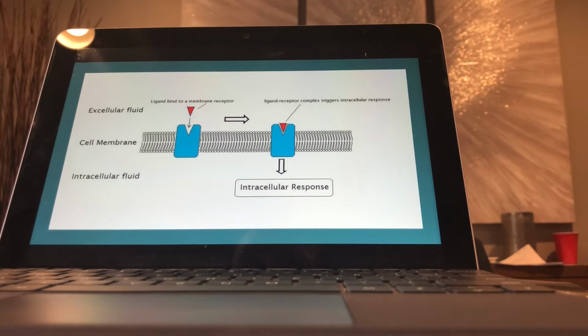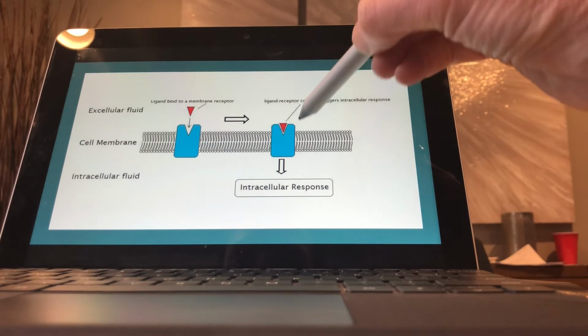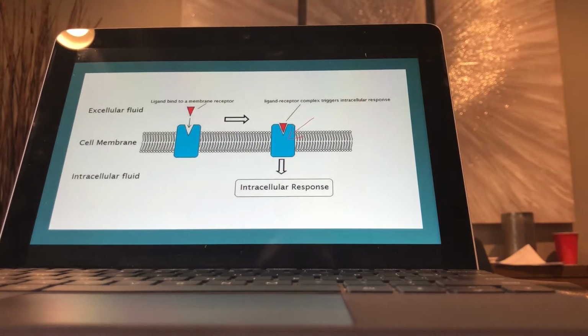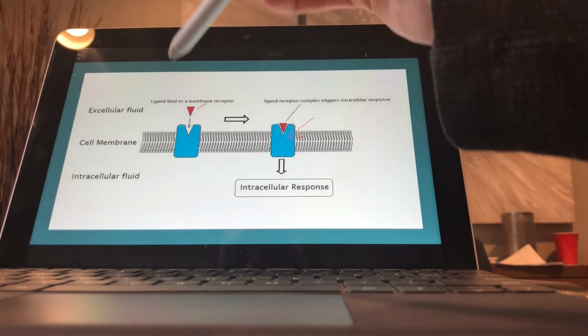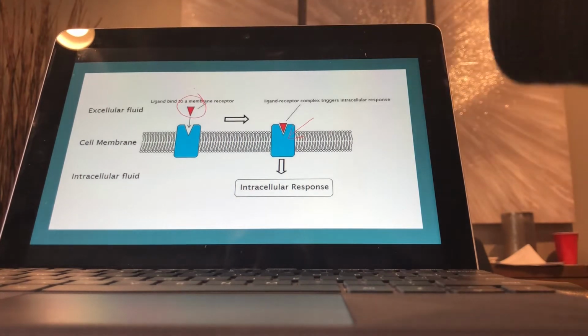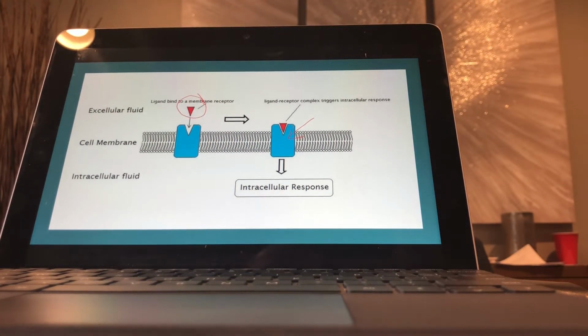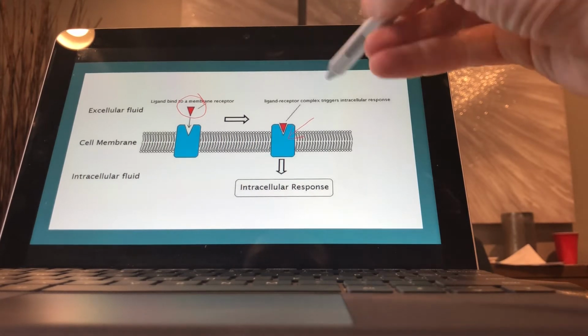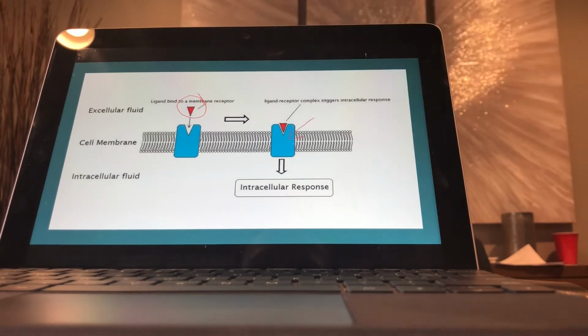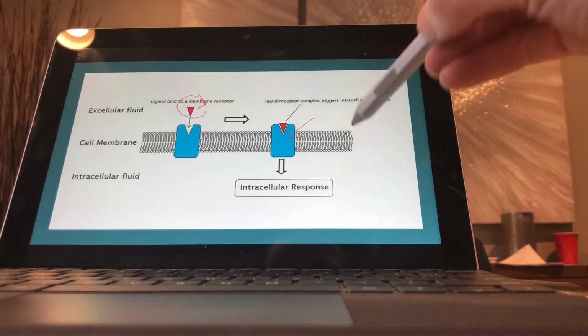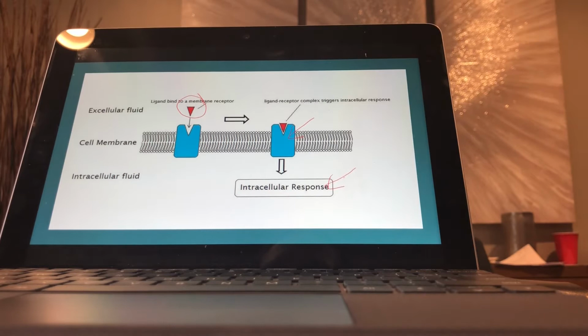Now, what they all have in common, first of all, is that they are going to have a receptor on the surface of the cell, but they're also going to have something called a ligand. Now, what is a ligand? A ligand is defined as some sort of messenger that is going to be targeting a certain type of receptor on the cell surface and causing an intracellular response.